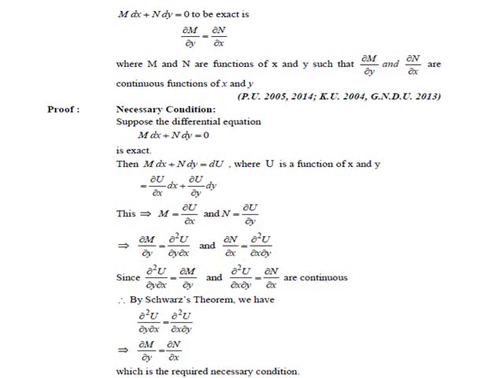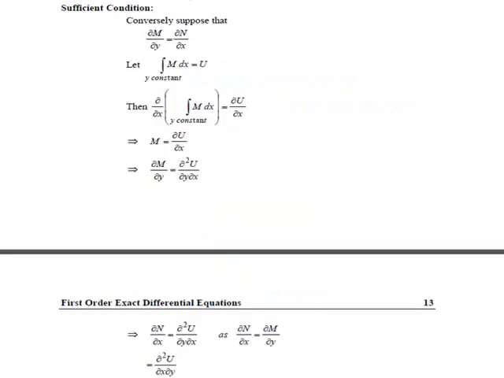Now comparing the right-hand sides of both, we get del M by del y is equal to del N by del x. This is the given necessary condition. Now in the converse part, we will suppose this condition is satisfied, that is, del M by del y equal to del N by del x.